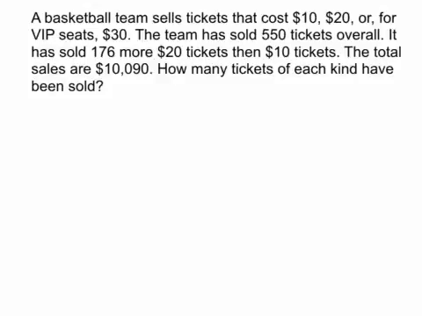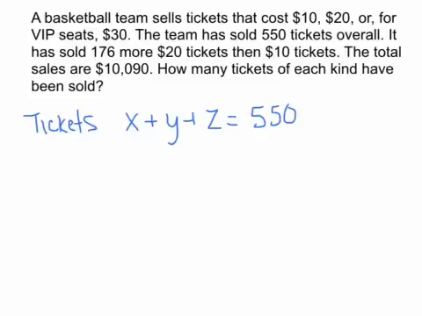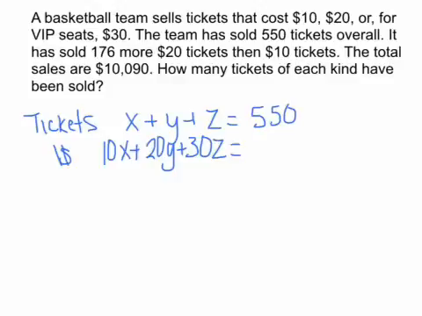So we're going to set up a system. My first row, I'm going to talk about tickets. Well, I have x plus y plus z, and I sold 550 tickets. The second row is going to be the value of the tickets. Well, x is going to represent the $10, y will be the $20, and z will be the $30. And that's a total of 10,090.